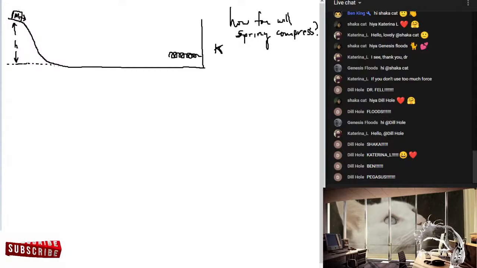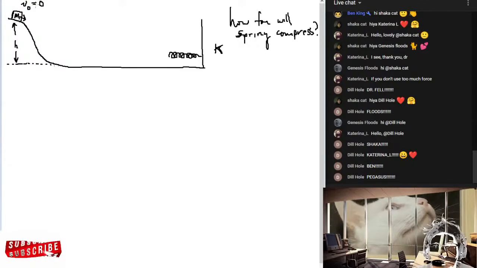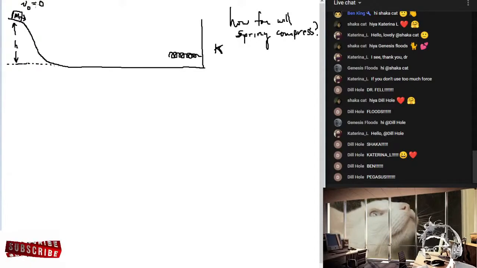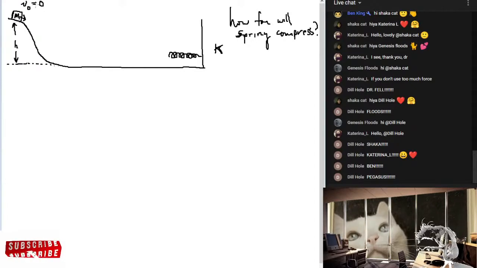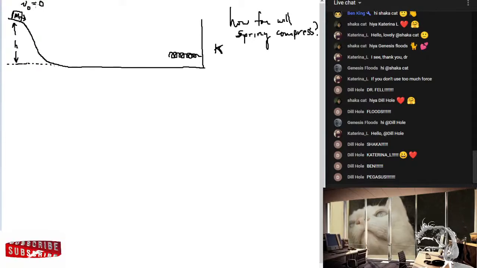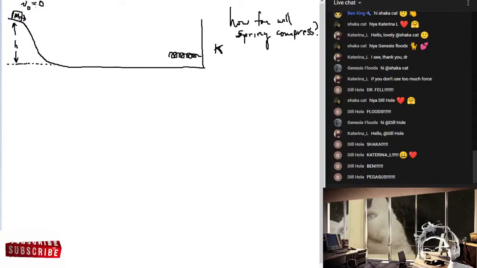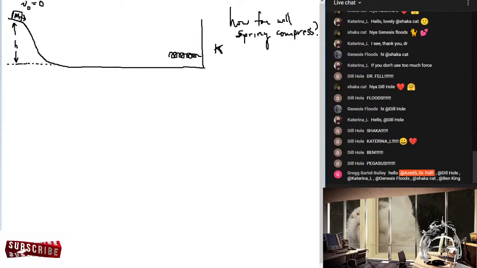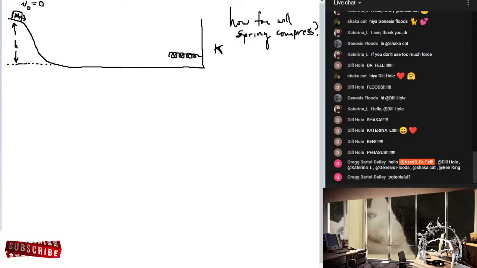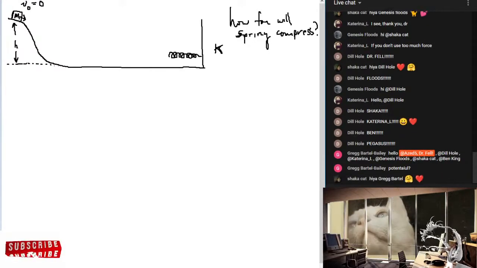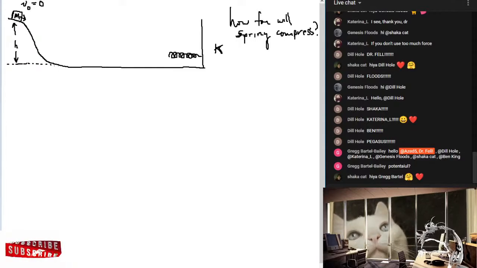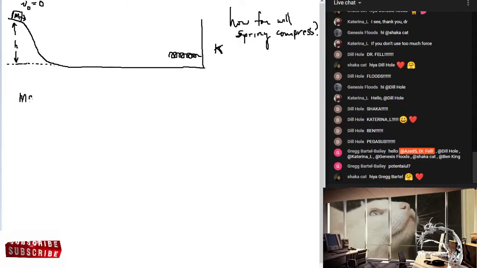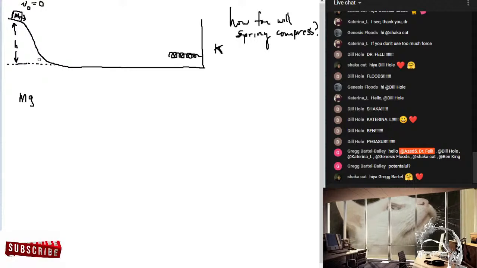So what do we have here? What kind of energy do we have at the top if our initial velocity is 0? It's all potential, right? So we have potential energy.